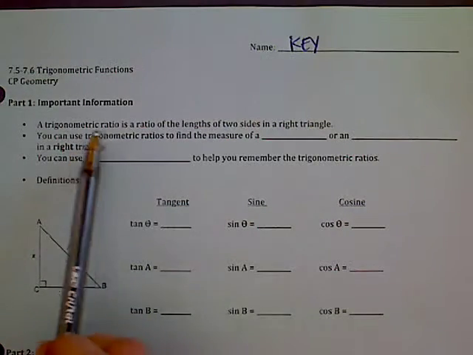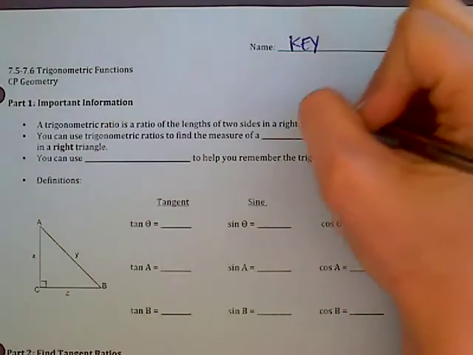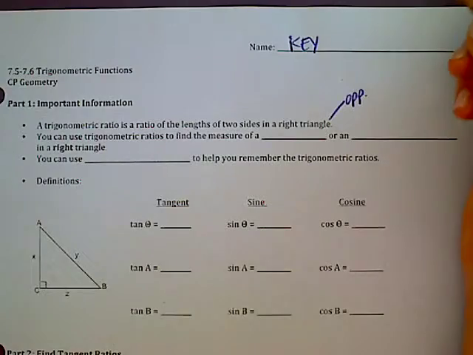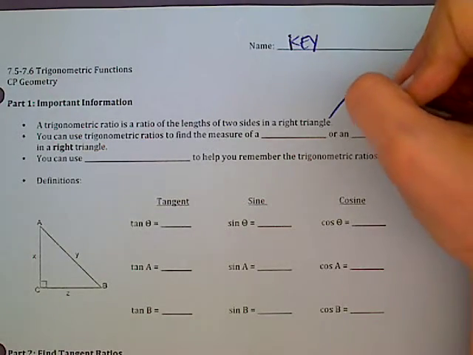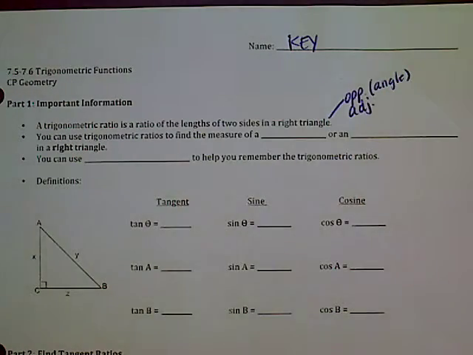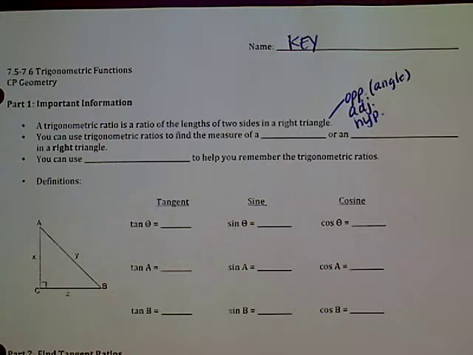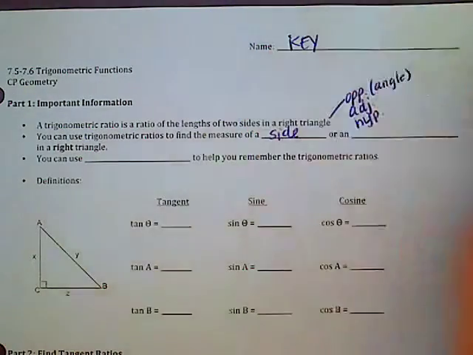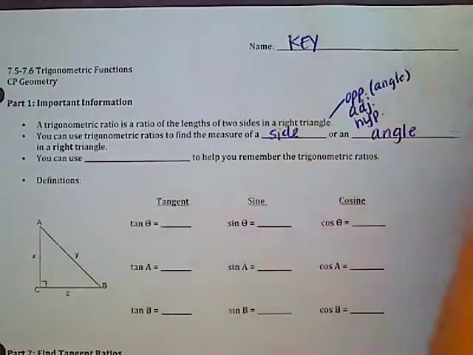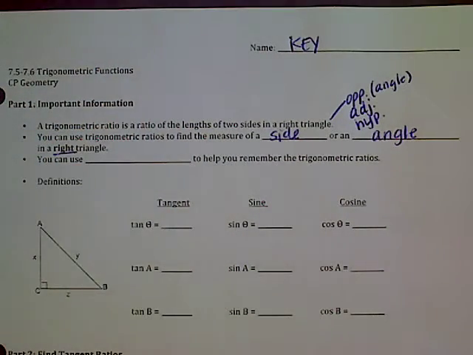So a trigonometric ratio is a ratio of the lengths of two sides in a right triangle. In a right triangle, you always have an opposite side, so opposite from an angle. You have an adjacent side, so adjacent to that angle, and you have the hypotenuse. So we're going to talk more about those in just a second and how they relate to these ratios. You can use trigonometric ratios to find the measure of a side or an angle in a right triangle.